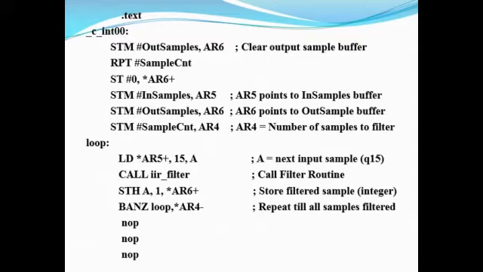Next is AR4, which holds the number of samples to filter. So we are going to provide the number of samples in AR4. It is 3, 4, 5, whatever number of samples are required for this implementation of the IIR filter. We are going to move that value into AR4. Next we are going to load the sample into the accumulator. So the next input sample, which is again in Q15 format, is moved to the accumulator.